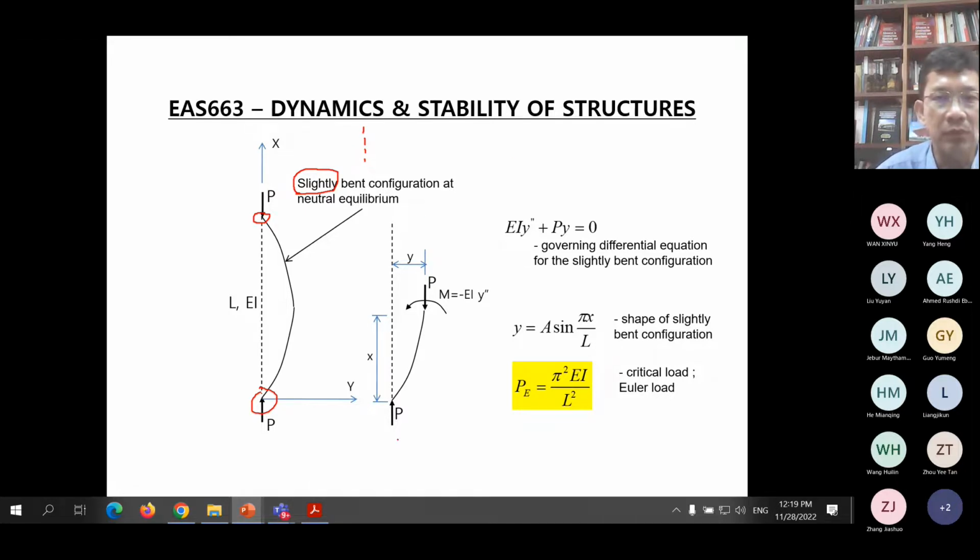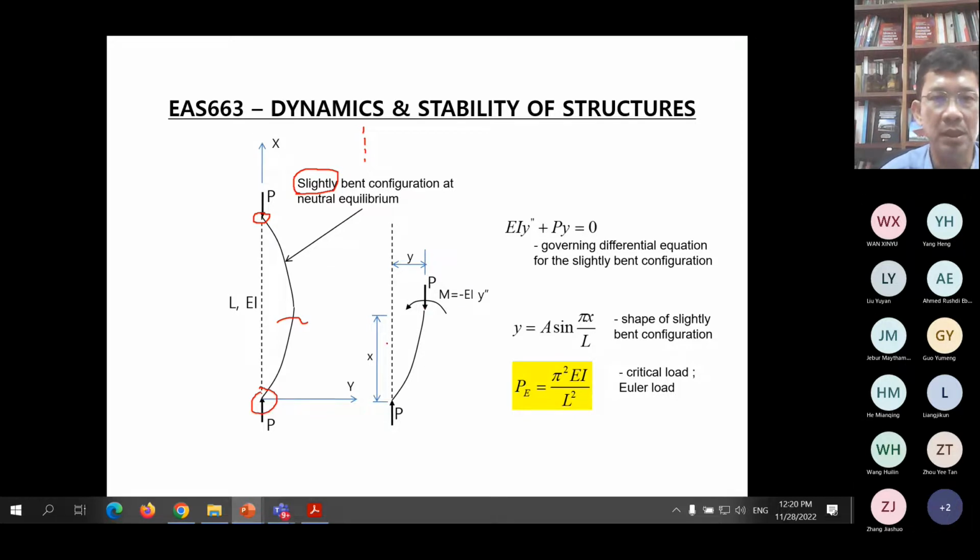The second thing that we have to do is get the moment equilibrium equations using these slightly bent configurations. We cut out one part from here and draw it here. So this is a free body diagram cut out from the slightly bent configuration at neutral equilibrium, and here we show all the forces acting. Because this is bent, we have bending moment acting on these cross sections. And here you have P acting, so for equilibrium you should have P also here.